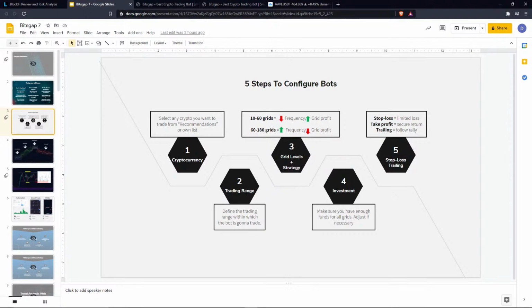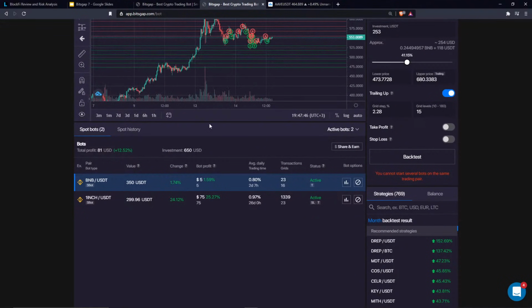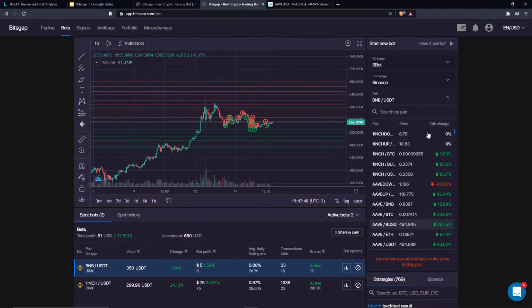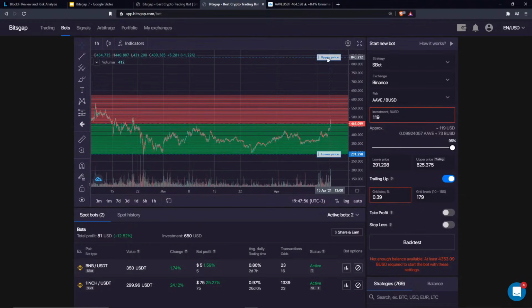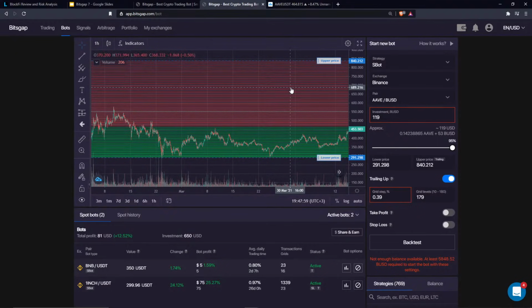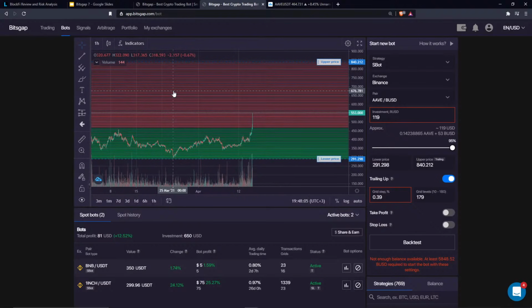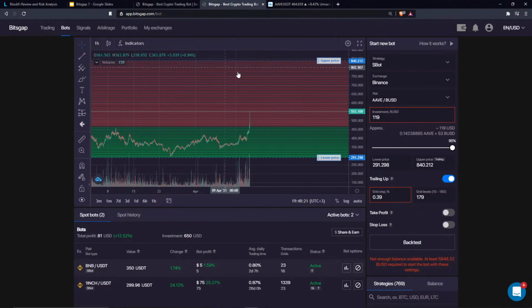The next step, you define the trading range. Let's use a random one, maybe this one. The wider your range is, it defines the investment horizon. So the wider the trading range, the longer it's going to trade, and the bot can be active for like 1 year and even more. Because you see the area that we just grabbed from 300 up to 800. That's a big area for this coin to move.